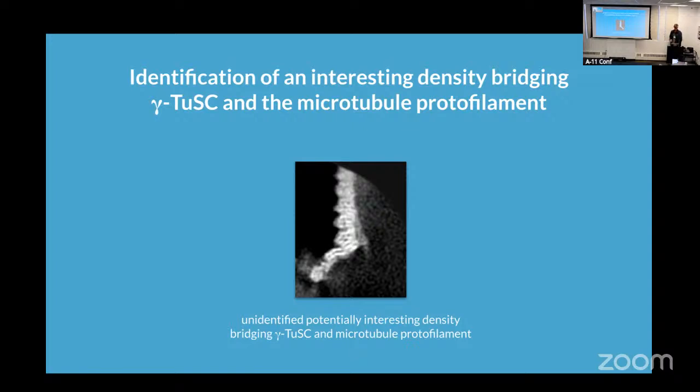And so here we saw, at much lower occupancy than the main density of this whole complex, this little appendage that looked like it was bridging the top to the microtubule protofilament that we see there. And we thought, oh, this thing might be interesting, but we don't really see it in the map. What is it? What is it doing?